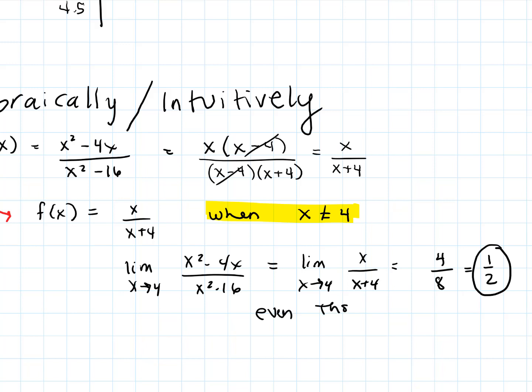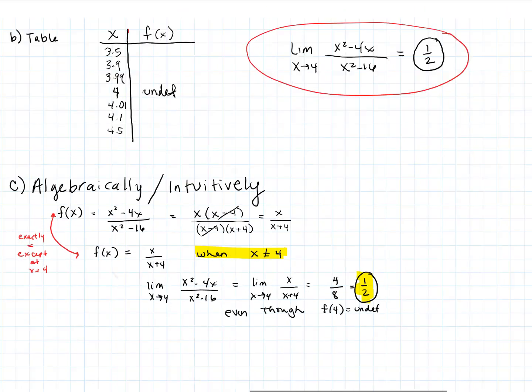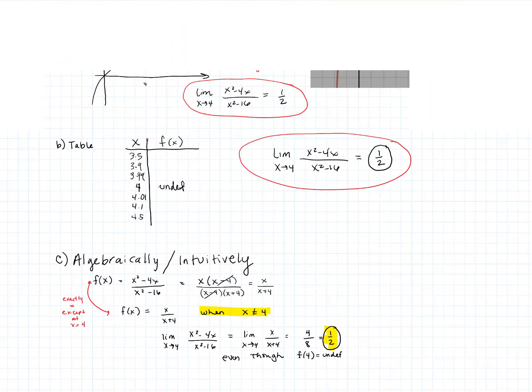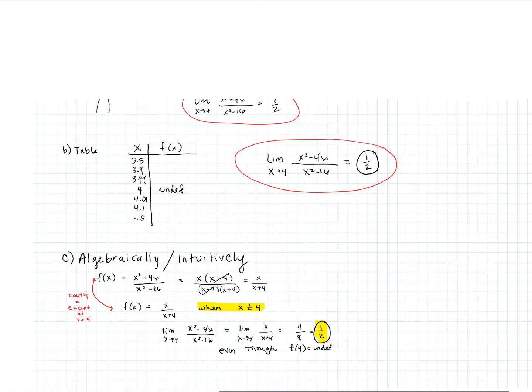Even though, okay, and I don't want to gloss over this, I want to make this point, it's really important. Even though the actual function at 4 is undefined, the limit is 1/2. Okay, and we've actually shown that in 3 different ways, right? We showed it graphically, we showed it with a table, and now we've shown it with this more intuitive algebraic approach. Okay, and so there are 3 ways to consider this.